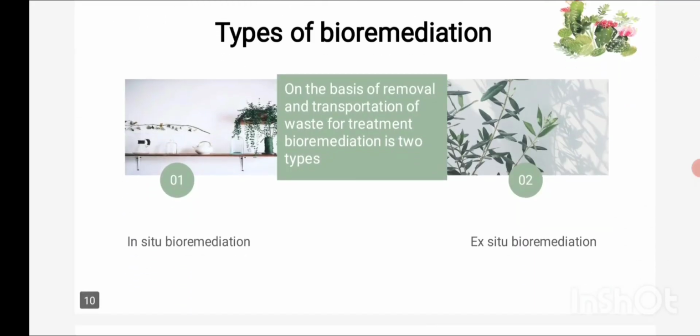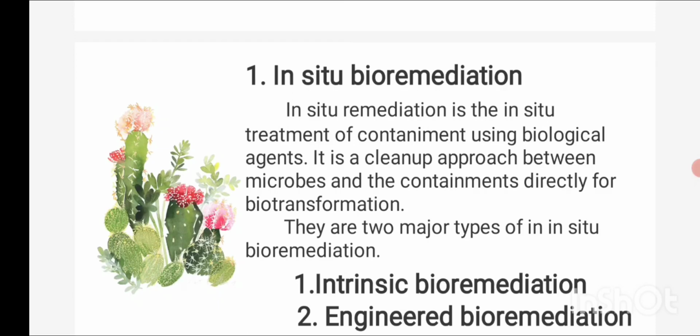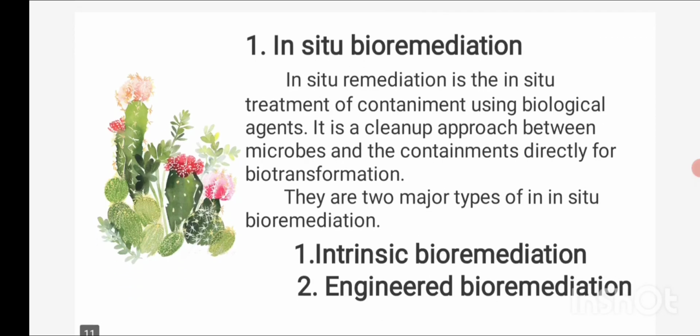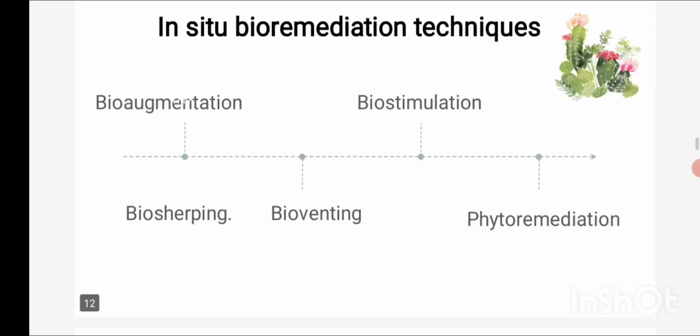Types of bioremediation: the basic removal and transformation is divided into in situ bioremediation and ex situ bioremediation. In situ bioremediation means cleanup of contamination using biological agents, with microbes and contaminants interacting directly through biotransformation. It is divided mainly into two types: intrinsic bioremediation and engineered bioremediation. In situ bioremediation techniques: bioaugmentation, biostimulation, biosparging, bioventing, and phytoremediation.